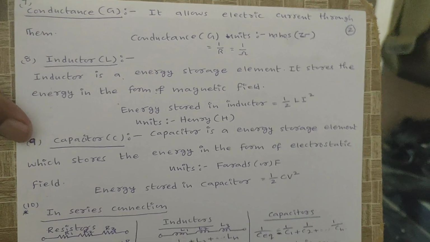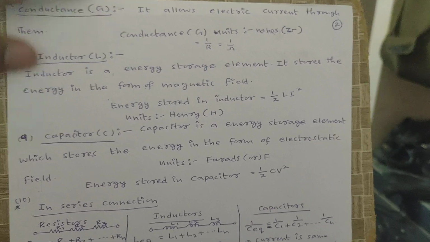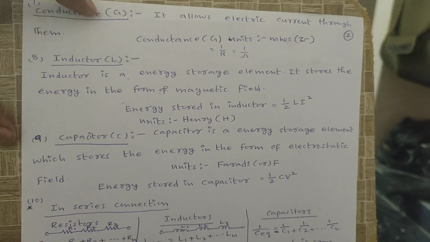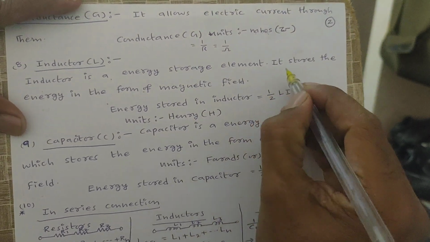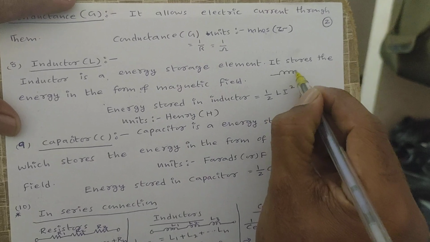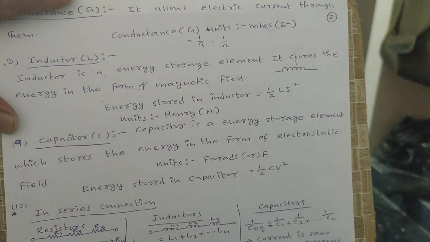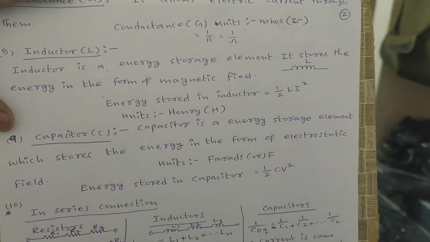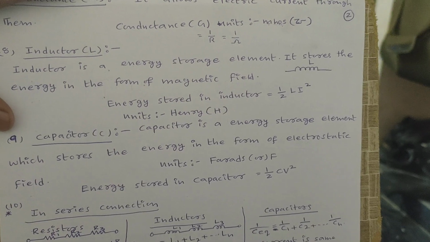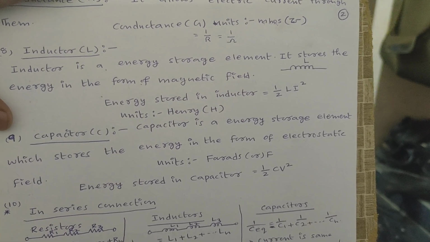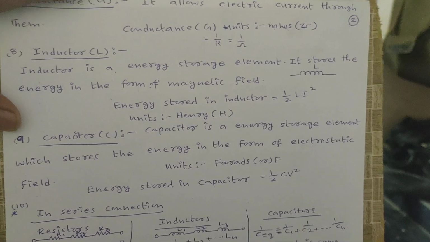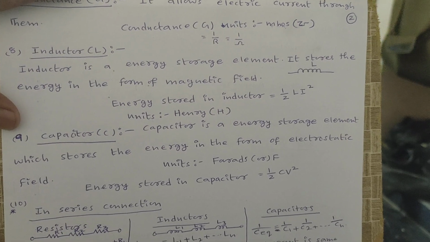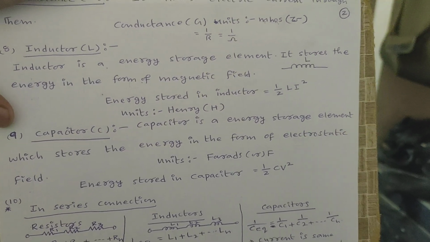Next, inductor L. An inductor is an energy storage element. It stores energy in the form of an electromagnetic field or magnetic field. This is the symbol of an inductor having inductance L. The energy stored in an inductor is half L i squared. The units for inductance are Henry. That is about inductor. The special property of an inductor is that it doesn't allow sudden change in current. Remember this point.